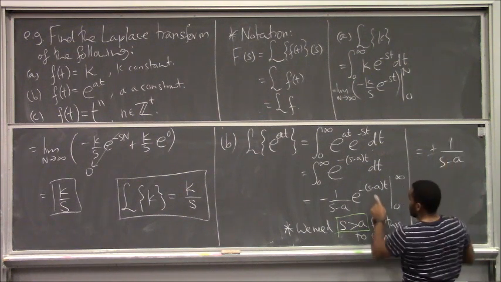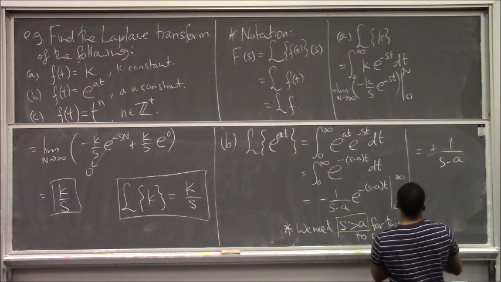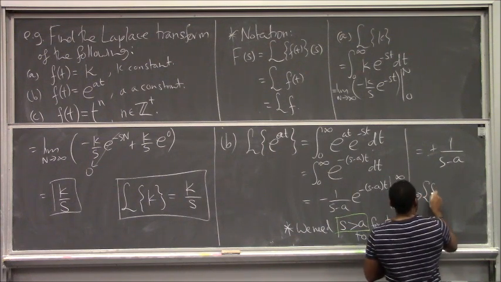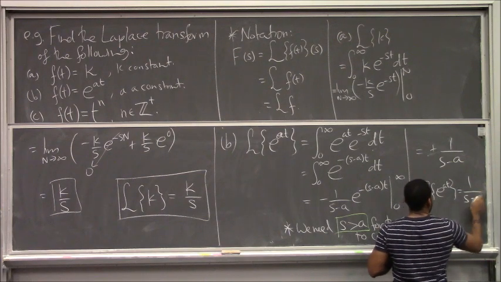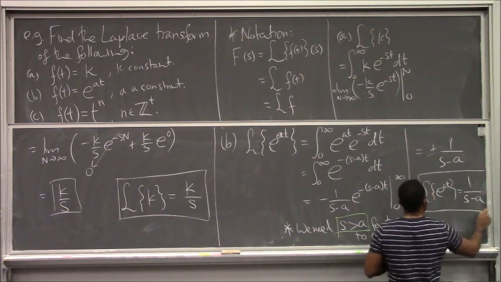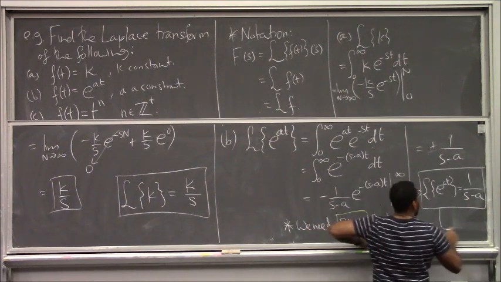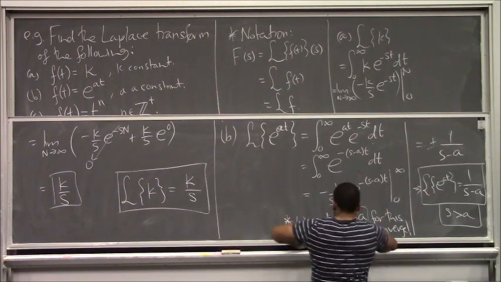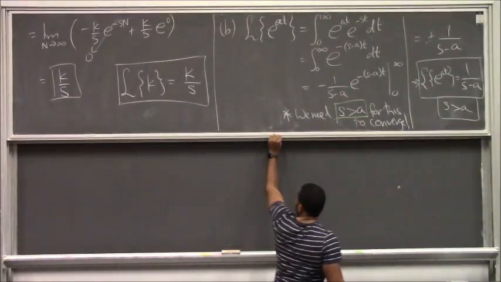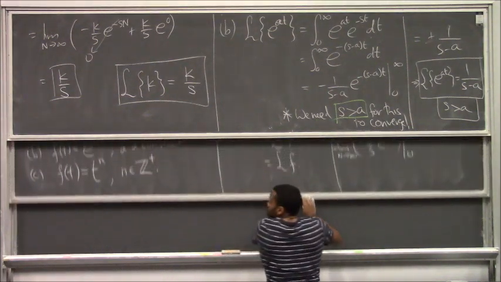If we plug in 0 for t, that just goes to that. So that's another thing. The Laplace transform of e to the at is just 1 over s minus a, and that's something we know. If a is less than s. And it only works if s is greater than a. If s is less than a, then it doesn't exist.